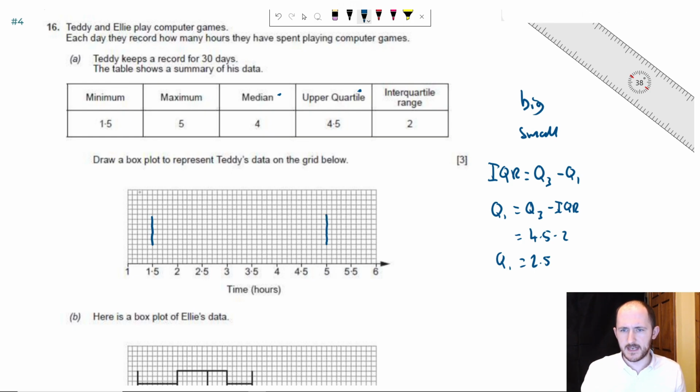Now, technically speaking, these lines on the side should be longer than the ones you put in the middle, right? That's a bit of a technicality. You don't need to do it, but I like to do it because it looks nicer. That's my lower quartile, 2.5. Median of 4, so let's put that there. And the upper quartile of 4.5 there.